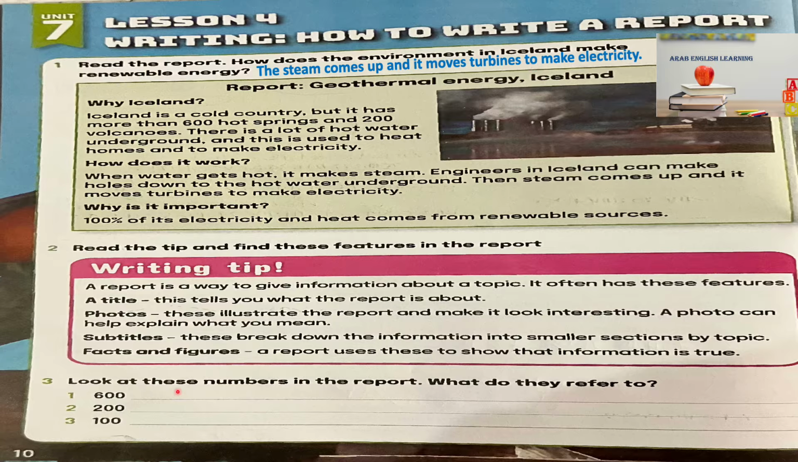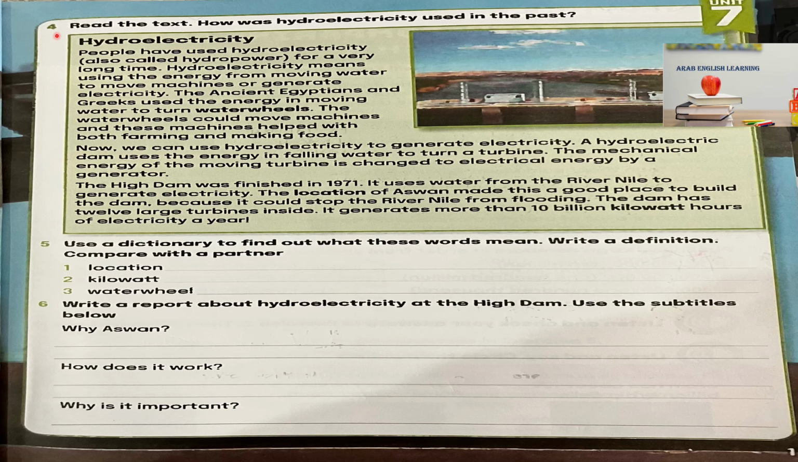Exercise 3. Look at these numbers in the report. What do they refer to? For example, 600 in the report refers to what? Correct, to hot springs. 600 hot springs and 200 volcanoes, and 100% of electricity is from renewable sources in Iceland. Page 11, exercise 4. Read the text. How was hydroelectricity used in the past? We have to read and find the answer from the text.